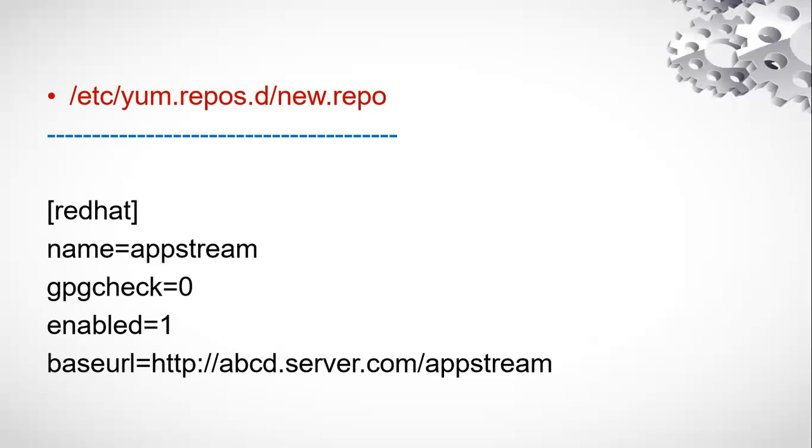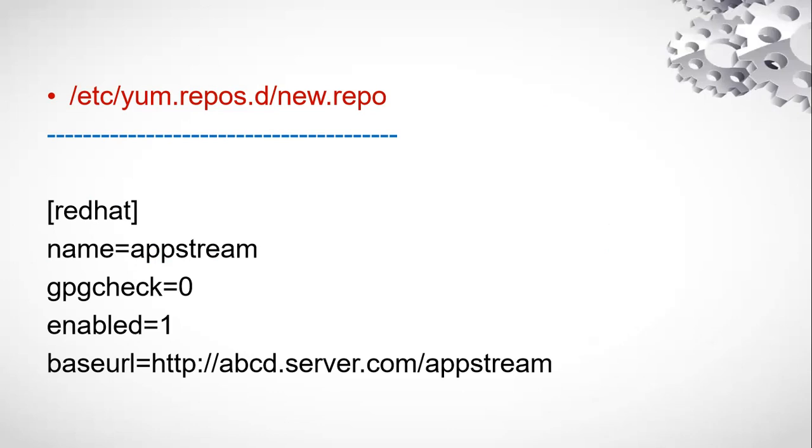When we are installing any package, there is a GPG key. If I give 1 instead of 0, it is going to ask you for the GPG key when you install the package. So it's better to go for 0. 0 means false, so it is not going to ask you for the GPG key when you install any package. Then enabled equals 1.